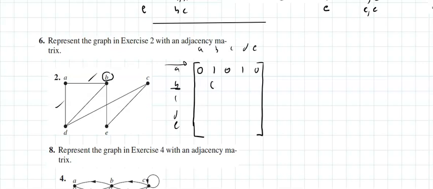B to B, there is no loop to itself. But B to A, there is one. It's right there. And B runs to D and E, but not to C. You notice there's no connection between those two. Now I go to C. If I look at C, C can connect to D and E only. The rest, it can't connect to any of them.